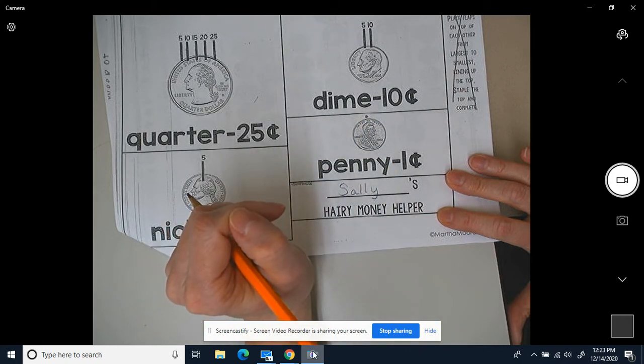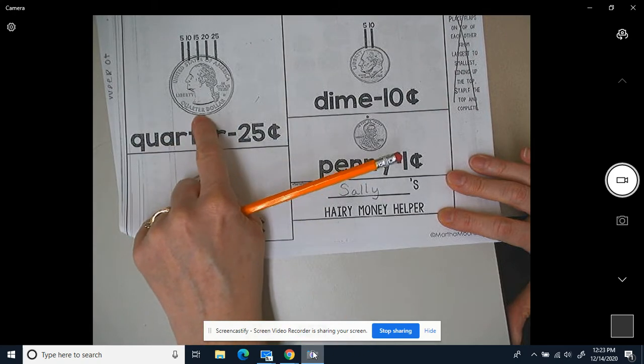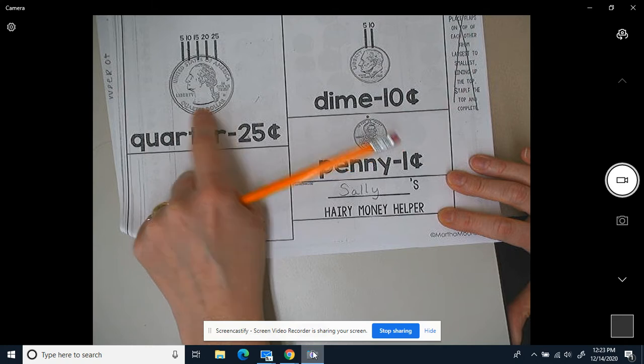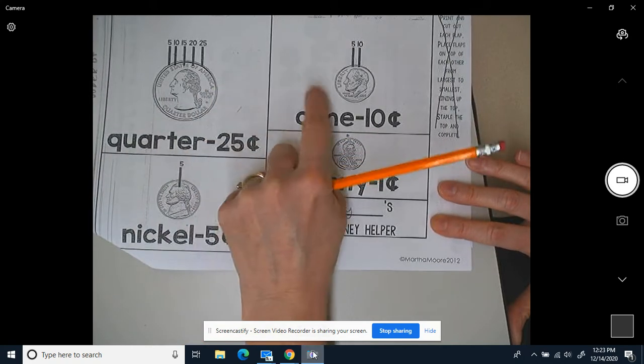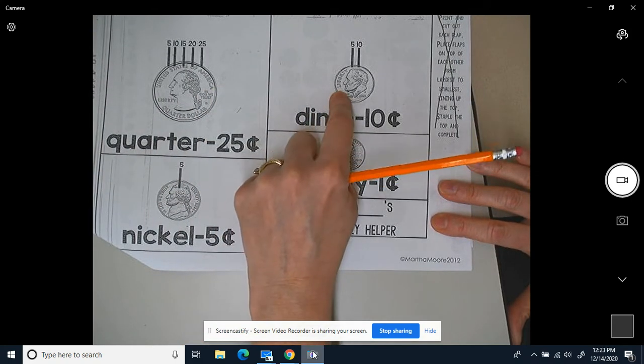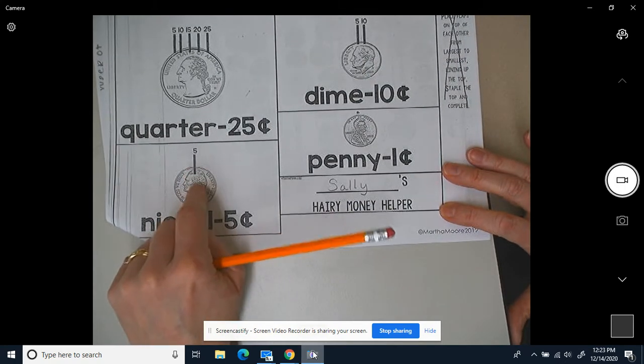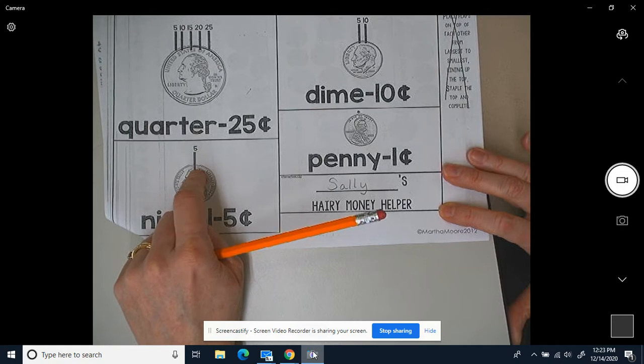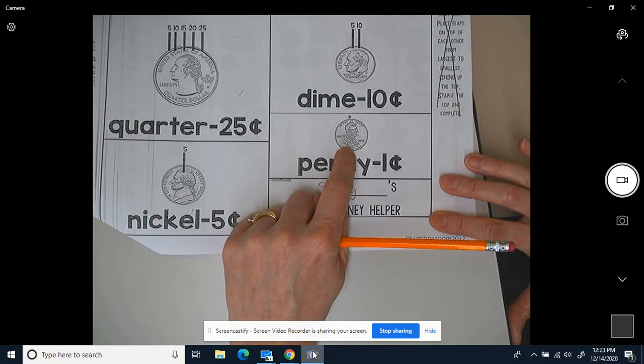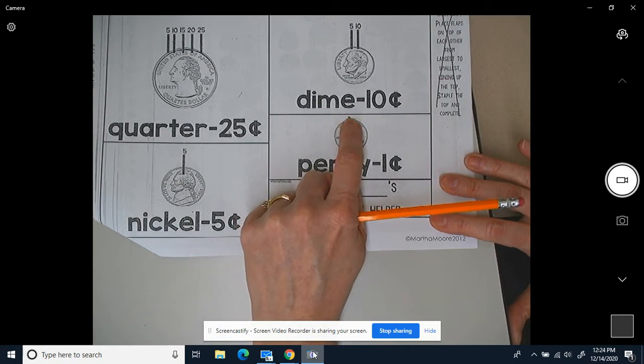Okay, so let's go through this again. How many hairs does a quarter have? 5, because it's worth 25. 5, 10, 15, 20, 25. What about a dime? 2, because it's worth 10. 5, 10. What about a nickel? 1, because it's worth 5. 5. What about a penny? He's bald because he's only worth 1 cent. So we just put a dot to remind us to count by 1s.